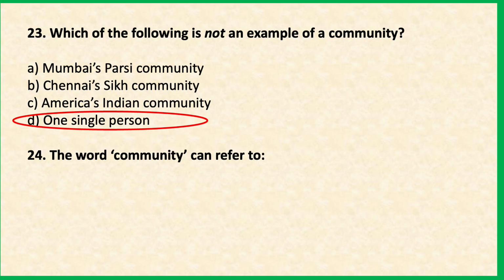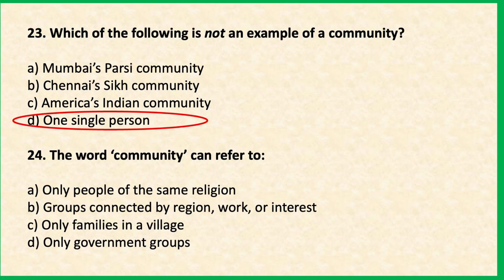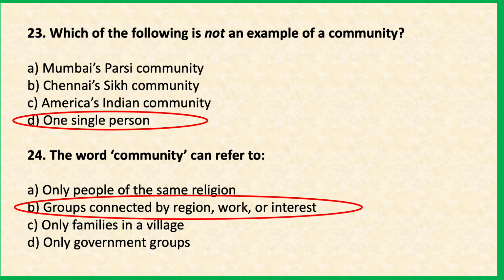The word community can refer to, options are only people of the same religion, groups connected by region, work or interest, only families in a village, only government groups. The word community can refer to groups connected by region, work or interest.